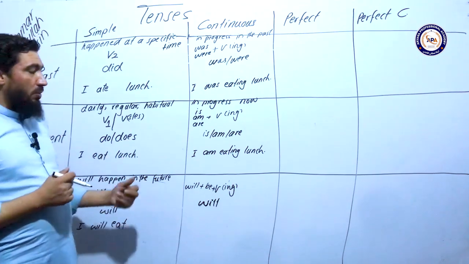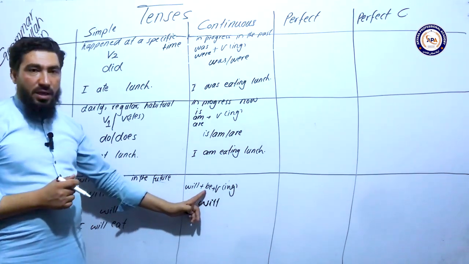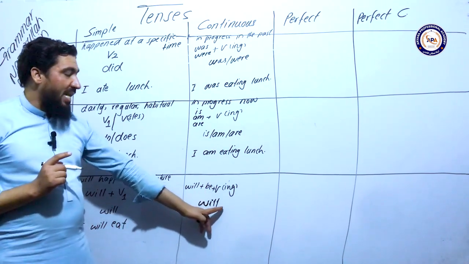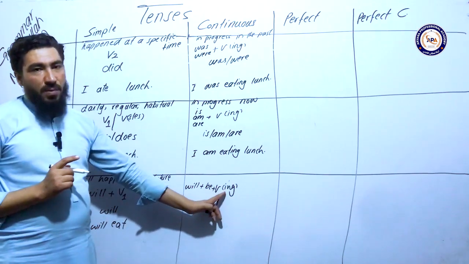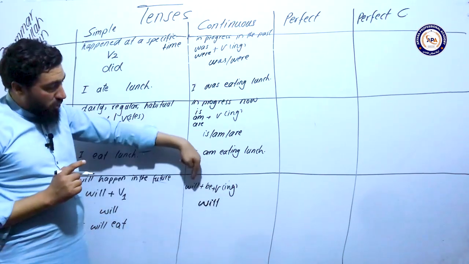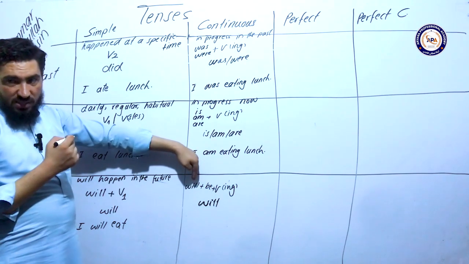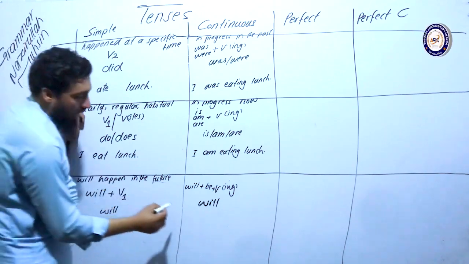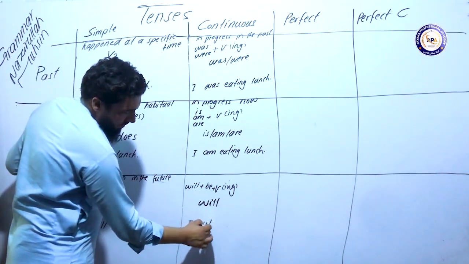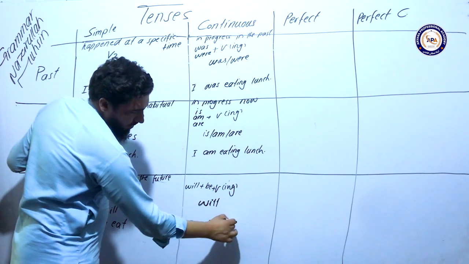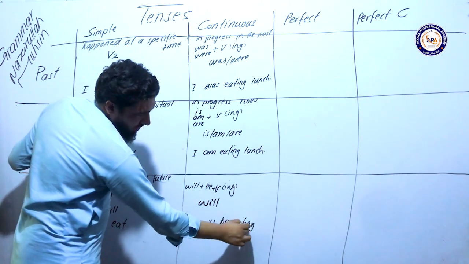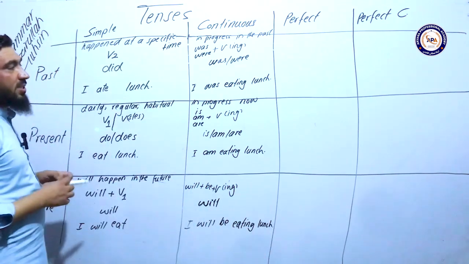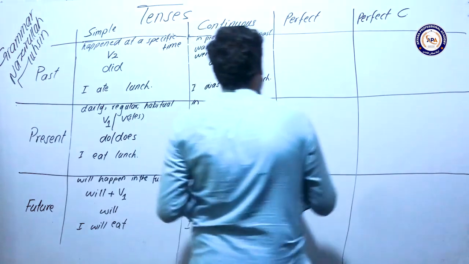In future continuous, we have two helping verbs, will and be. But you have to deal with the first auxiliary verb, will. It means use not after will and use be together with the verb ing form. And in interrogative sentences, you have to bring only will to the beginning of the sentence and use be together with the verb ing. For example, I will be eating lunch. While talking about an action, we'll study states as well later on.